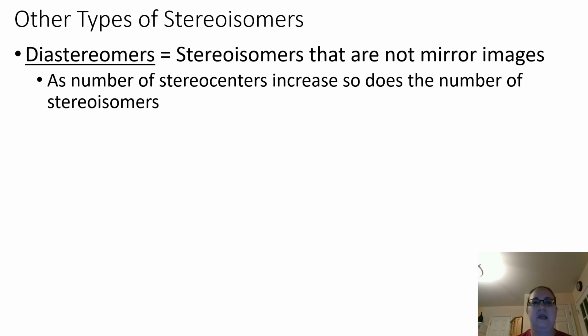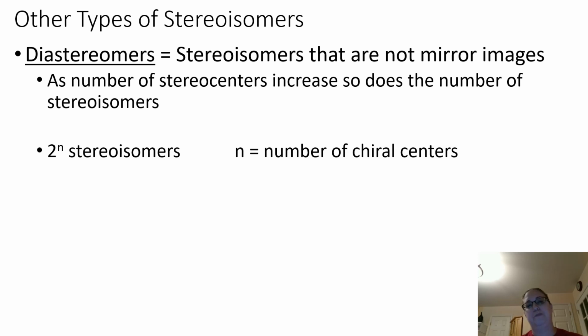So let's talk about some of the other types of stereoisomers other than just those enantiomers, those non-superimposable mirror images, because we also have diastereomers. Diastereomers are stereoisomers, so different in 3-dimensional space, but they're not mirror images. What we're going to see is as the number of stereocenters increases, so does the number of potential stereoisomers within our structure. The formula that we use to determine the total number of stereoisomers is 2 to the n, where n represents the number of chiral centers that we have within our structure.